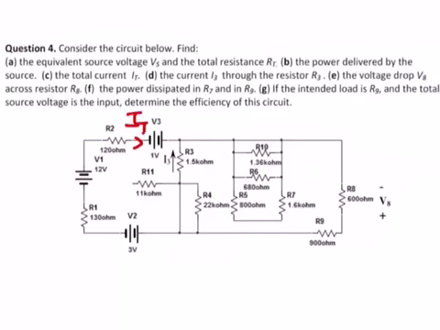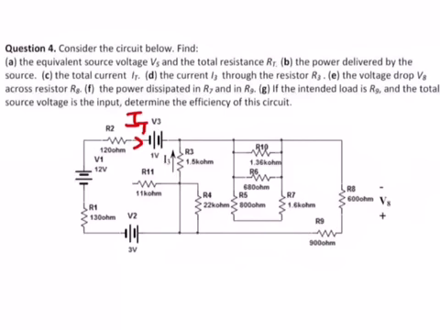Okay. We would like to find the current I3, and notice the polarity of I3. I3 is pointing this way. And I would like to find the voltage drop V8, and notice again the polarity of V8. They assume that this is positive, this is negative. What if this one was positive relative to this one? Then the V8 they are asking for will be negative. Okay. We would like to find the power dissipated in R7 and R9. If R9 is our intended load, we would like to find the efficiency.